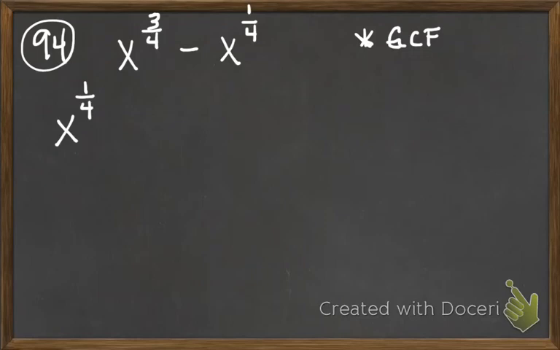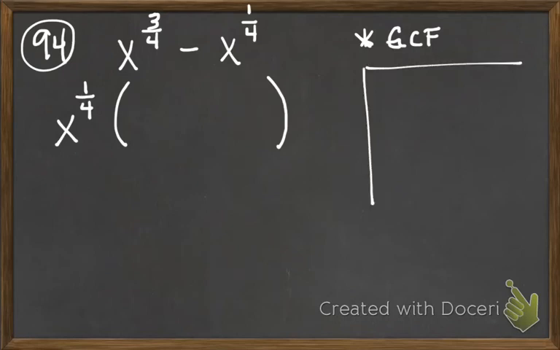So my GCF is x to the 1/4. Again, x is in both terms, and 1/4 is the smallest exponent. So my GCF is x to the 1/4. So I'm going to factor that out. Factoring is dividing. These are a little bit harder to divide, so you might want to go over to the side, and you might want to write this down.